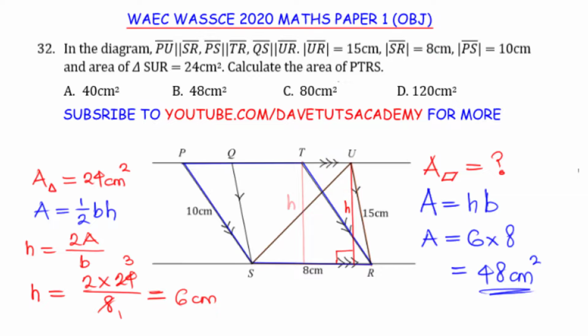Looking at the options that we have, we can see that option B is 48 centimeter square, and that is the solution to this particular question. Understanding the formula for the area of a parallelogram will really help us, and it has helped us to solve this question correctly.